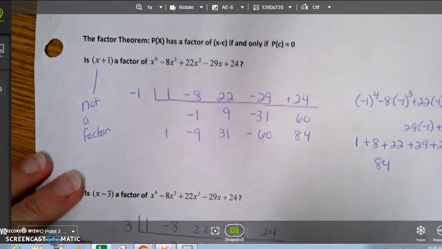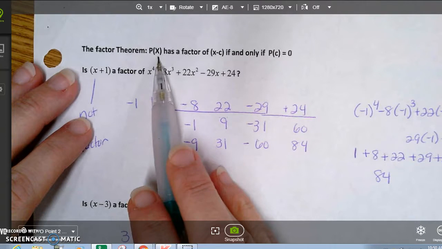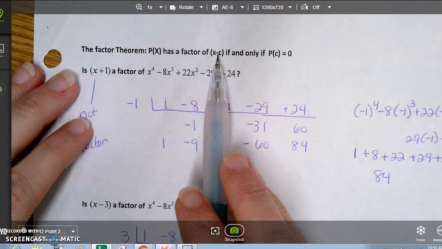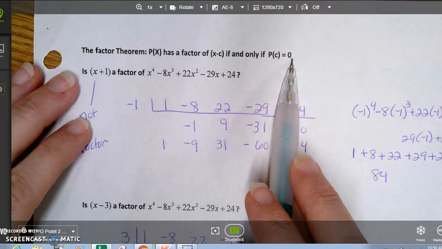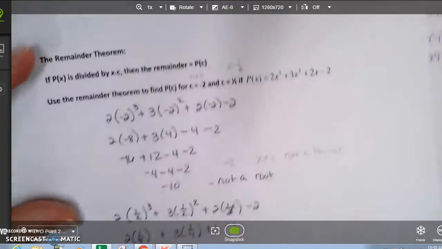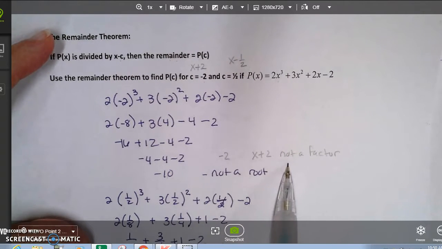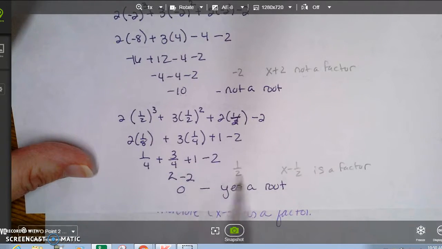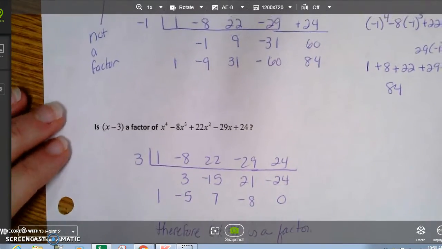Okay, so our last couple problems. The factor theorem says a polynomial has a factor if and only if the remainder is 0. So that means that when I did this problem back here, since the remainder was not 0, this is not a factor, it's not a root. Since the remainder here was 0, this is a factor, it is a root. So that's what we're doing here.